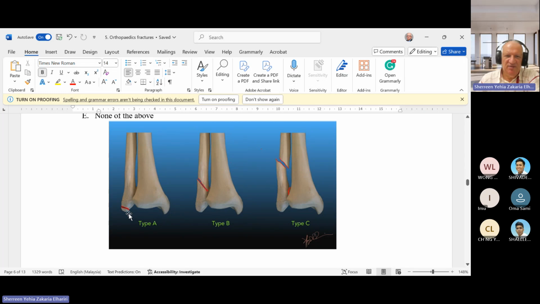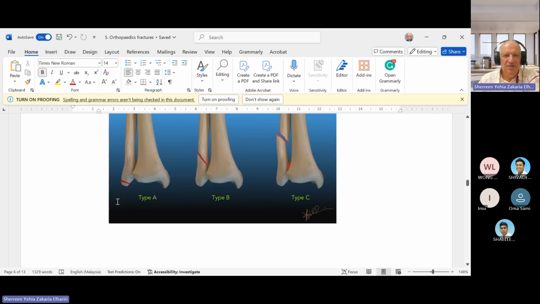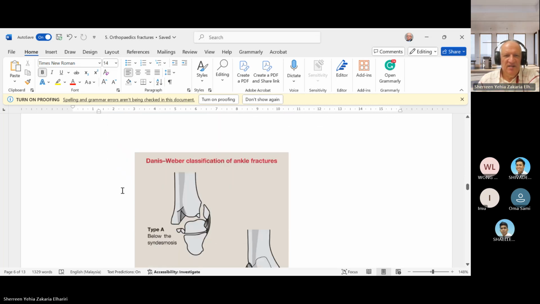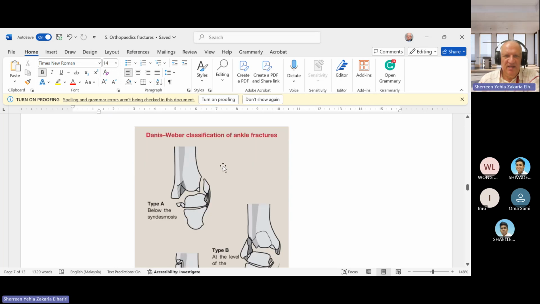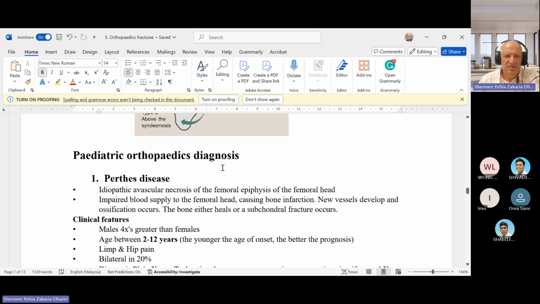This one, we can leave it, no problem. But this one is better to have plate and screw. This one can also have plate and screw. Of course, in any separation of the joint, you must have fixation. The ankle fracture is not important to know.